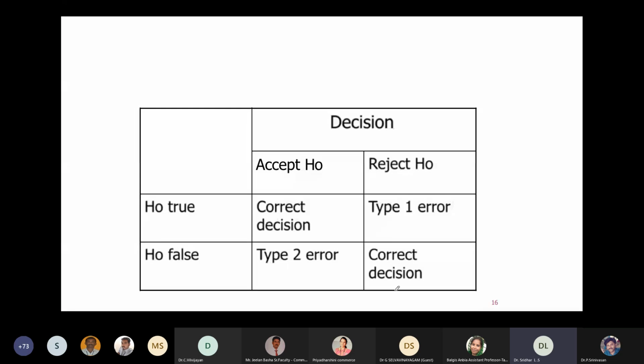So with the right decision, it won't bring any kind of error. But there is a type 1 error and a type 2 error. Type 1 error is denoted as alpha and type 2 error as beta. Type 1 error, we call it the producer risk, as I said, and the type 2 error is the consumer risk. Why? Because, for example, I can make a statement here.